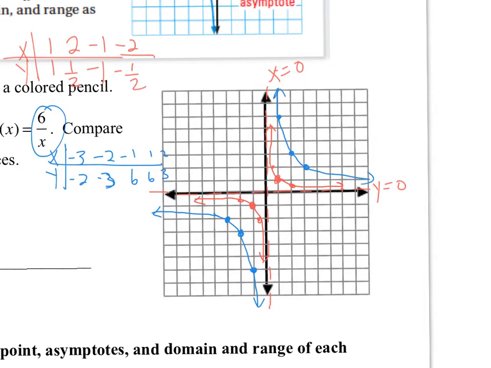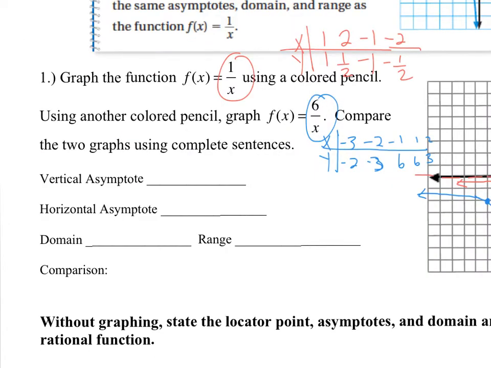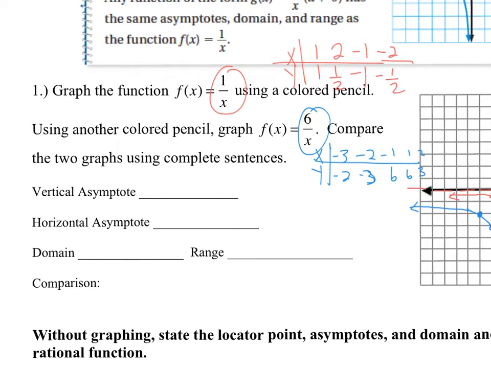So here we have the two graphs. The one in red is the parent graph, 1 divided by x, and the one in blue is 6 divided by x. Filling in what we have here, the vertical asymptote for both of them is x equals 0 and the horizontal asymptote is y equals 0. And for these two specific ones, the domain and range are the same. They're negative infinity to 0, union 0 to infinity. And the range again is the same thing, negative infinity to 0, union 0 to infinity.